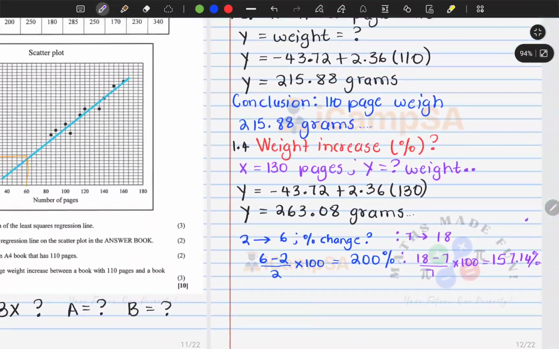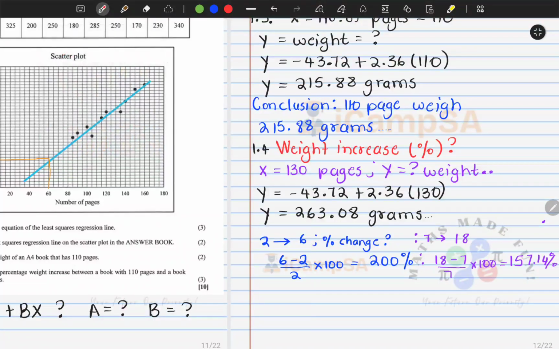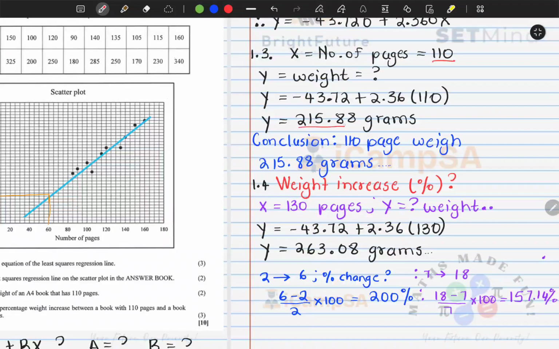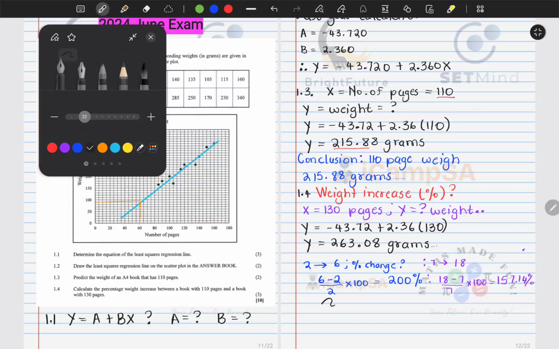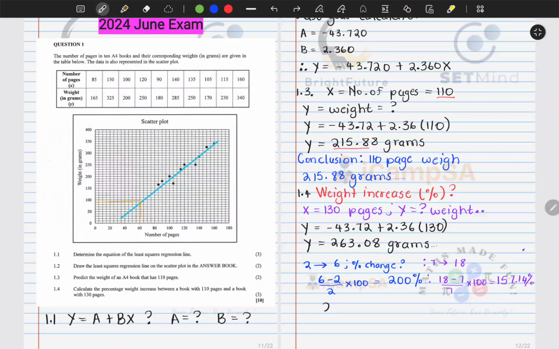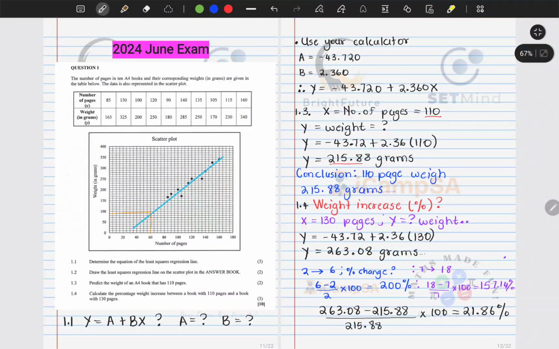So with this now in mind, remember at 110 pages, we have 215 grams. Okay, so this means that we are going to have 263.08 minus 215.88 divided by 215.88 multiplied by 100. And let's go ahead and punch in 263.08 minus 215.88 divided by 215.88, multiplied by 100. And what we end up getting is 21.86%. Okay, so that becomes our percentage increase.